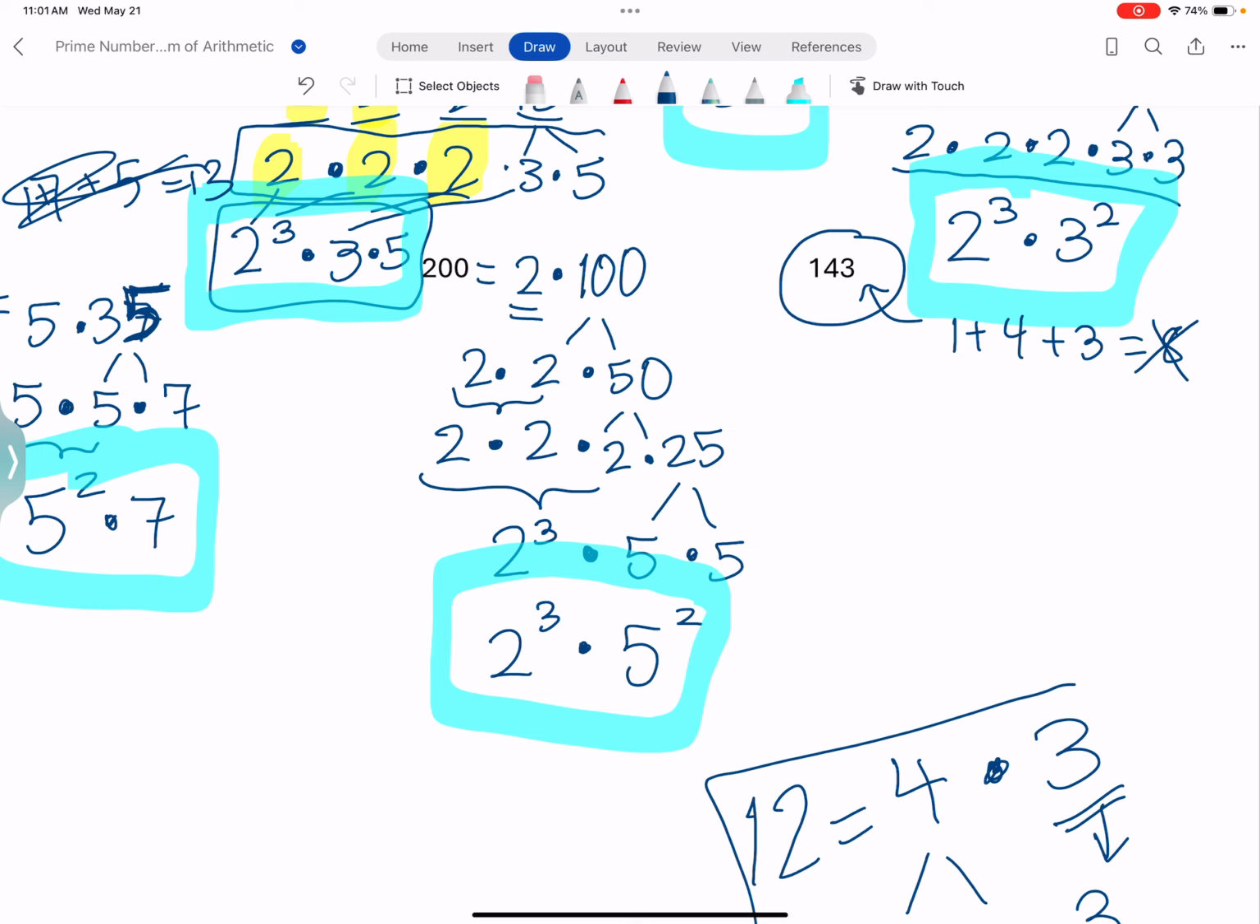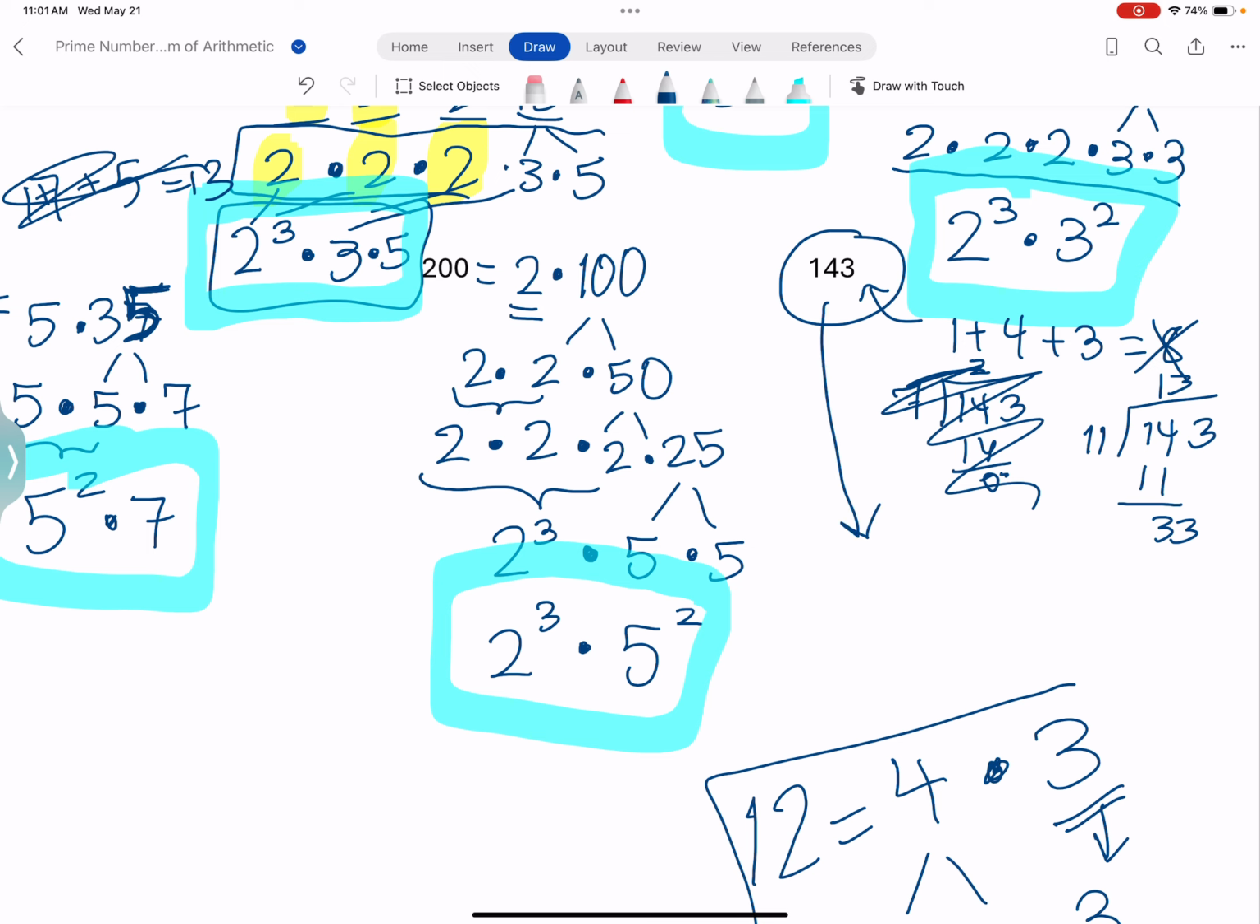The next prime is 7. Let's see, does 7 go in evenly to 143? I don't think so. Nope. So 7's not going to work. What's the next prime? 11? Does 11 go into 143? Did we see this guy already? I feel like we saw this guy. Let's see. Oh, it does. 13 times. We already saw this guy. See, what happens sometimes when you have a bad memory, it's good. I'm getting extra practice. I think that's it, 11 times 13.